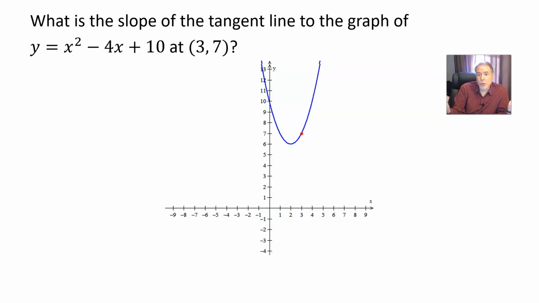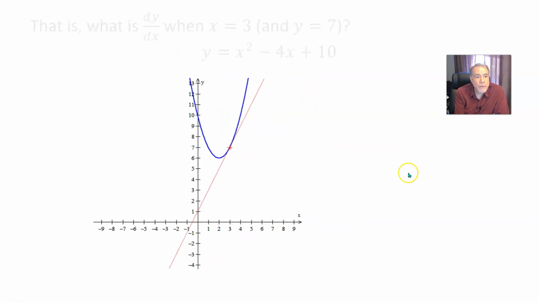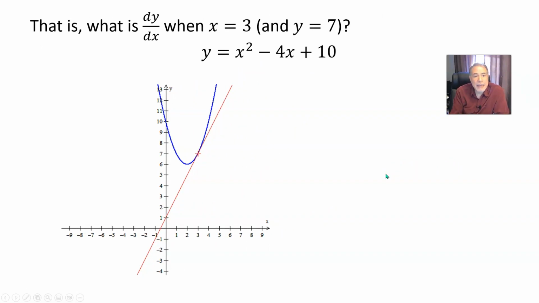Now, when you learn about derivatives in calculus, you learn that one of the things that derivatives give you geometrically is the slope of the tangent line. If you have a function, you find the derivative of that function, and it gives you a formula for the slope of the line that is tangent to the graph of that function. So here, what we have to do is find the derivative, y prime or dy/dx, and then evaluate it at the point where x is 3.